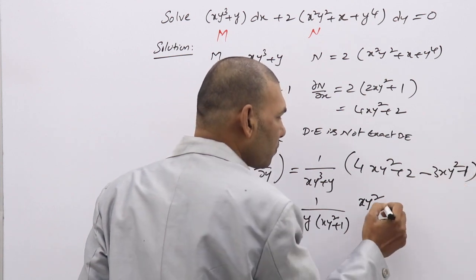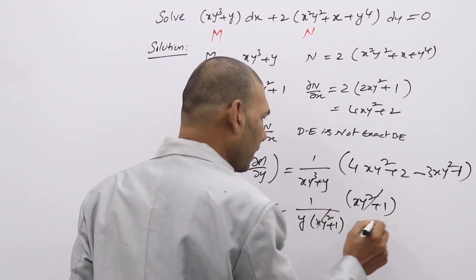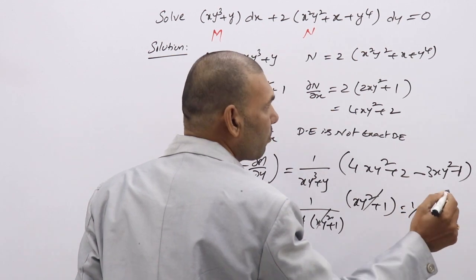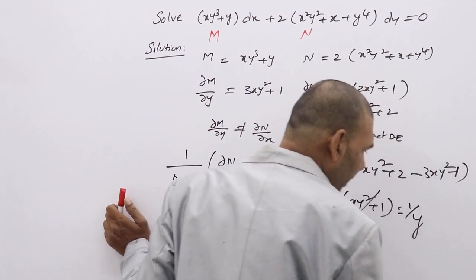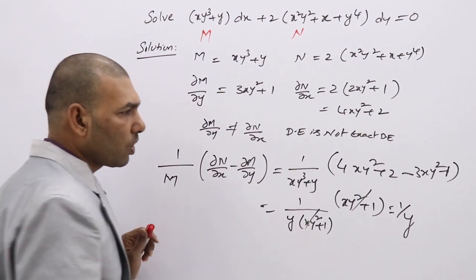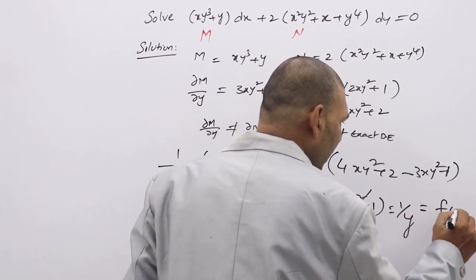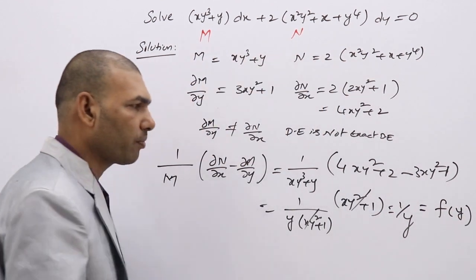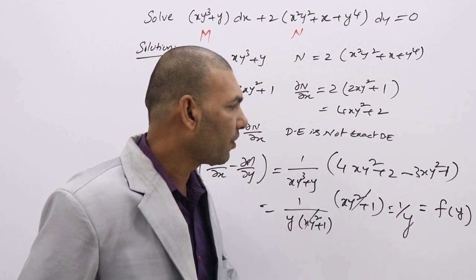2 minus 1 is 1. So these two get cancelled. The factor is 1 by y. So 1 by m into dou n by dou x minus dou m by dou y is 1 by y, which is a function of the single variable y.